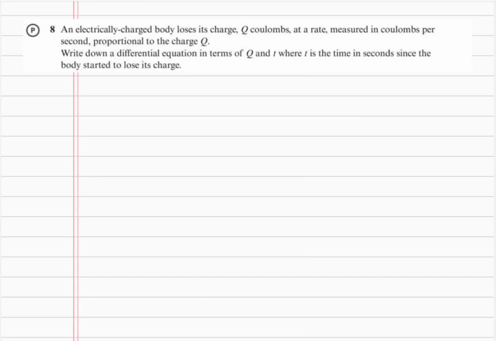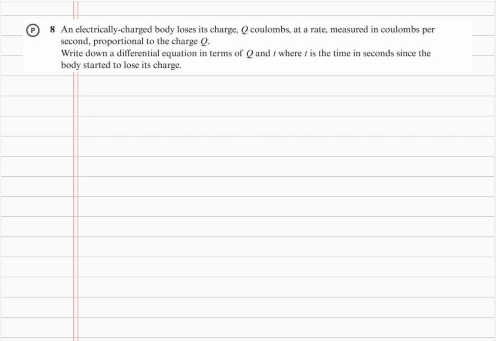Hi everyone, this video is on exercise 9J question 8. So we have an electrically charged body which loses its charge q coulombs at a rate measured in coulombs per second, proportional to its charge. Write down the differential equation in terms of q and t, where t is the time in seconds since the body has started to lose its charge.